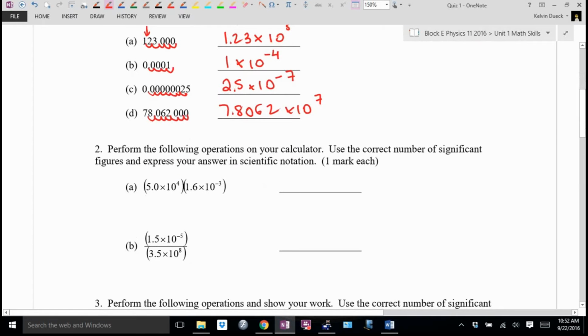Number 2, perform the following operations on your calculator. Correct number of sig figs and give the answers in scientific notation. Okay. Are we multiplying, dividing, or are we adding, subtracting? We're multiplying and dividing. That's the easier rule, Darcy. I like it better. How many sig figs? 2. How many sig figs in my answer? 2.